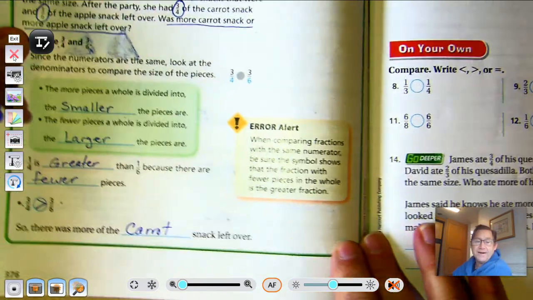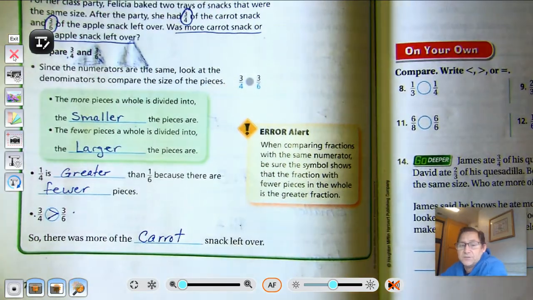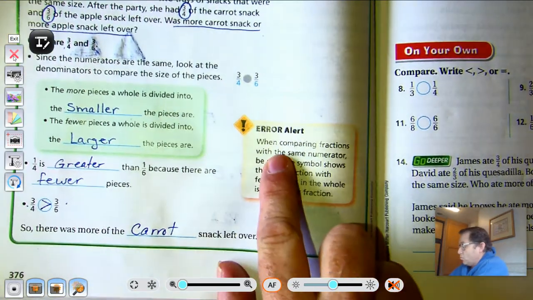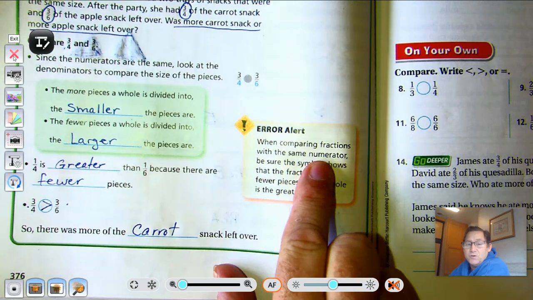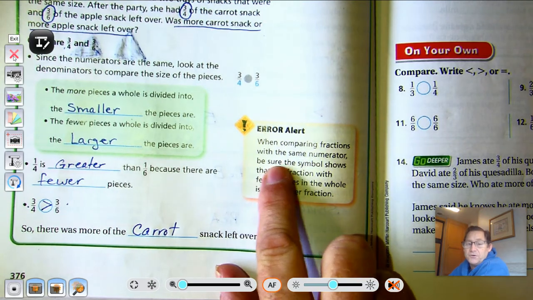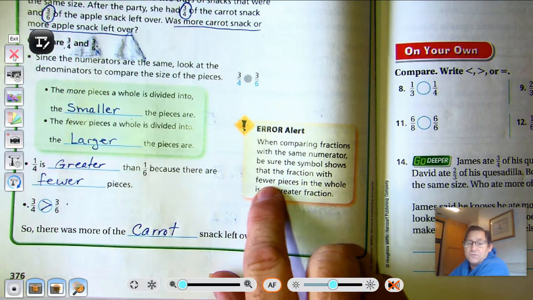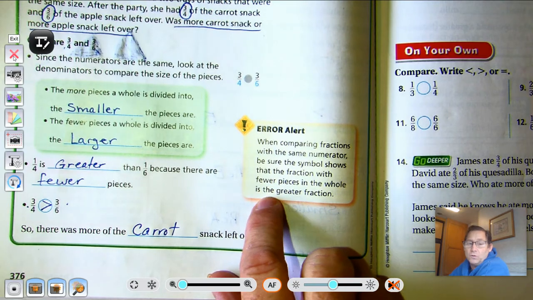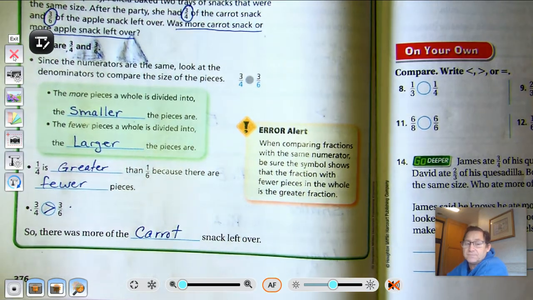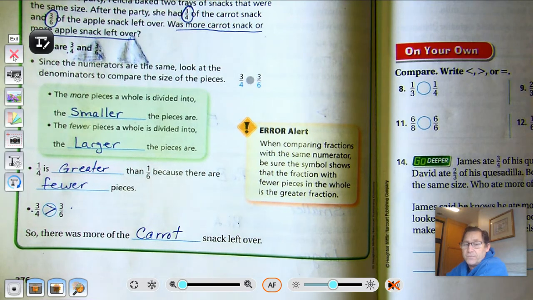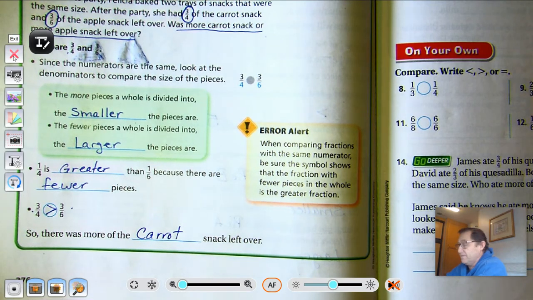Okay, and then they're giving an error alert. An error that many students make is that when comparing fractions with the same numerator, be sure the symbol shows that the fraction with fewer pieces in the whole is the greater fraction. Fewer pieces, greater fraction.